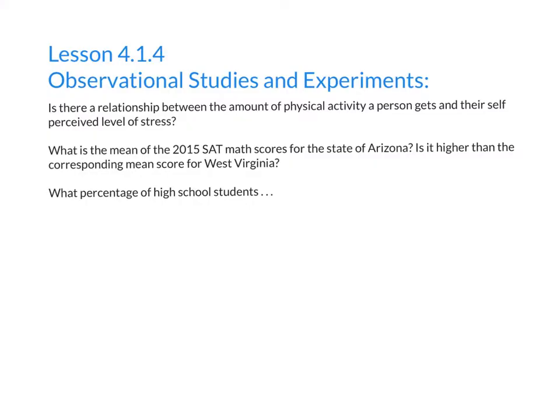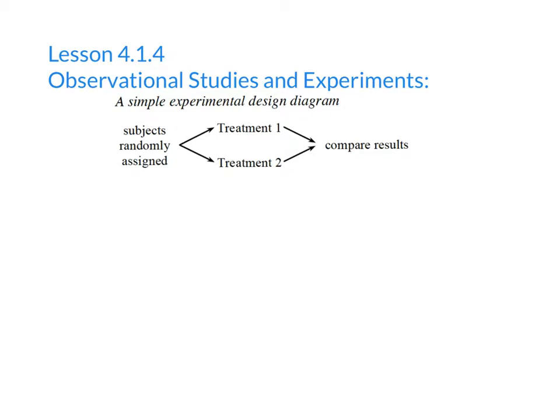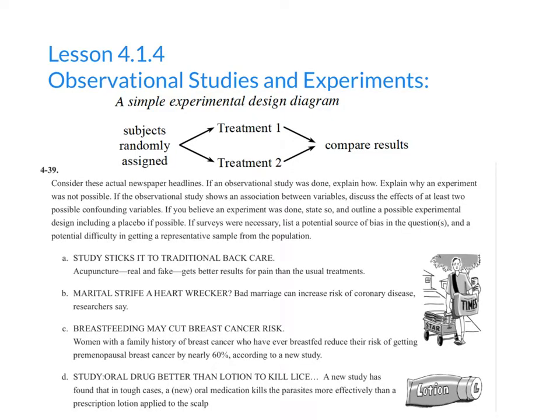In Lesson 4.1.4, observational studies are defined and their limits discussed. Students are given some research questions to consider and answer questions about their possible designs. Sample or census? If sample, how is it designed? If survey, how is it designed? Possible confounding variables. In this lesson, experiments are also defined.